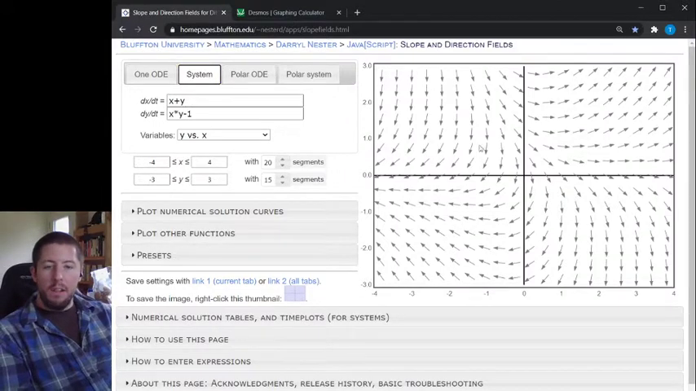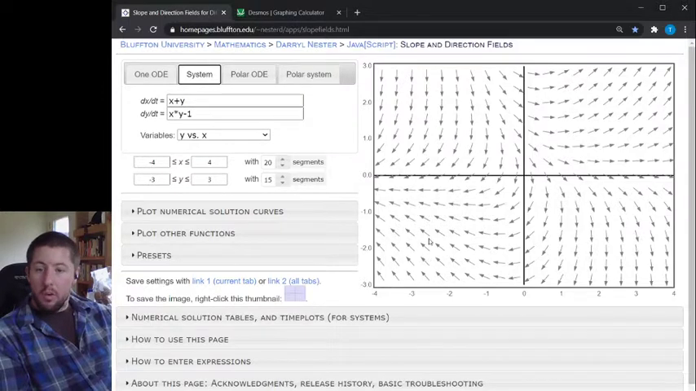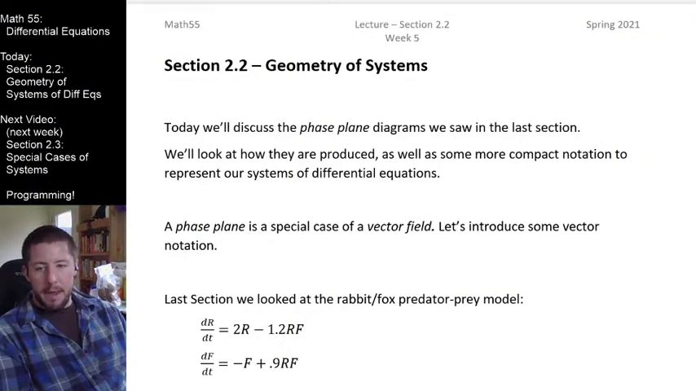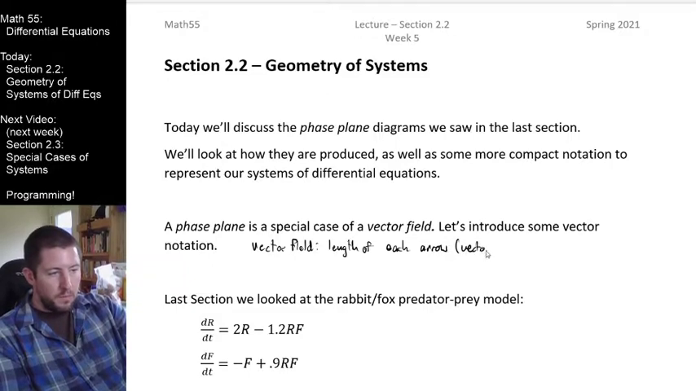Notice here that all of these are arrows, right? These are arrows that are indicating direction. These are really vectors that are in space. However, these vectors have lost some information along the way, and that's what I want to distinguish between right here. When we say that a phase plane is a special case of a vector field, the difference between the two is that in a vector field the length of each arrow, or vector, is proportional to the magnitude.